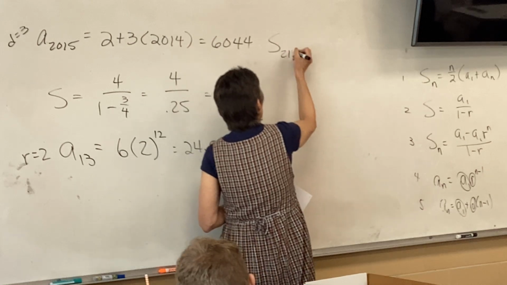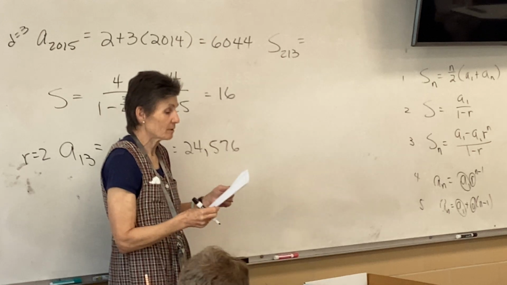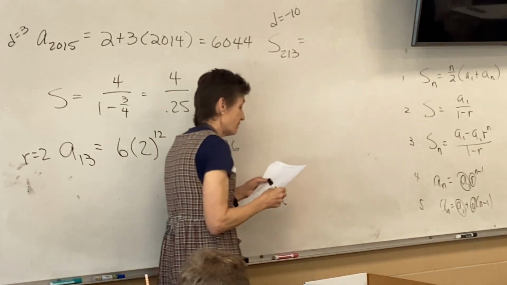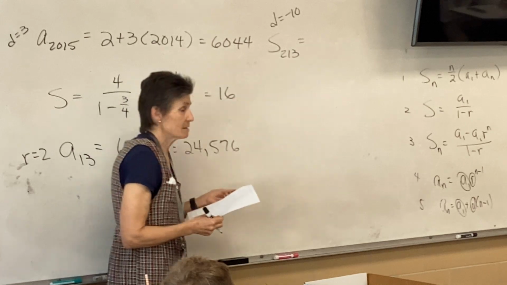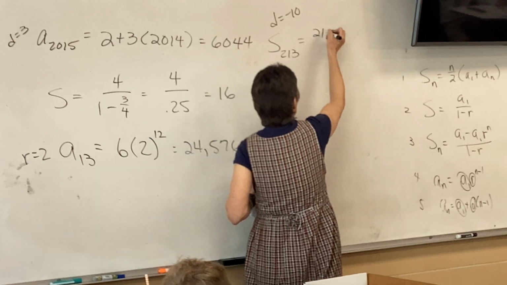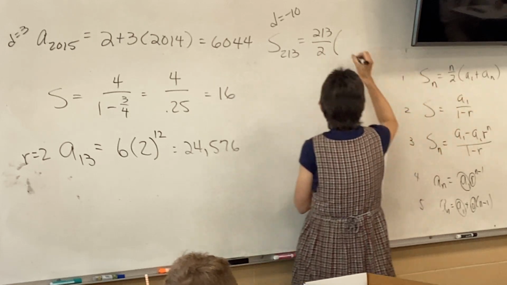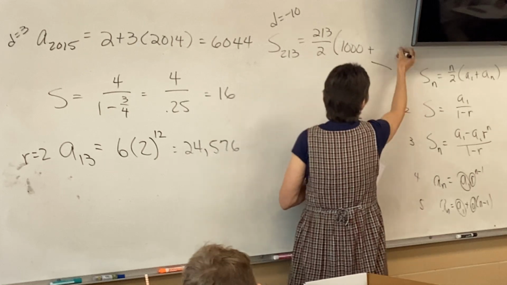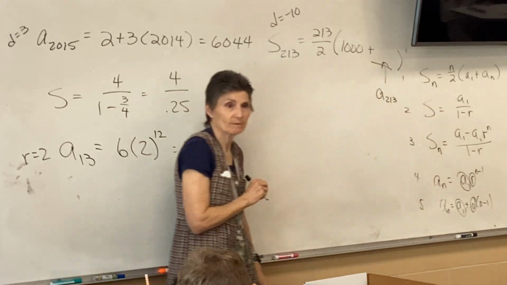This is the pain in the butt problem. Because, first of all, is it arithmetic or geometric? Arithmetic with a common difference of -10. And what makes this a pain in the butt is, I'm using equation number 1. I know that n is 213. I know my first term is 1,000. But what do I not know? I don't know a sub 213, and that's what would have to go there.